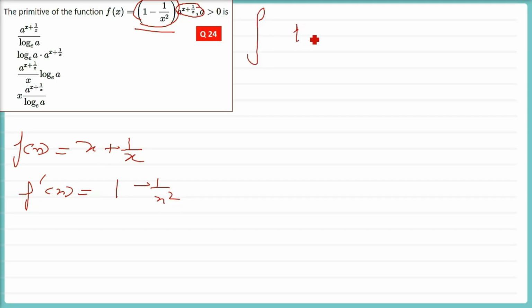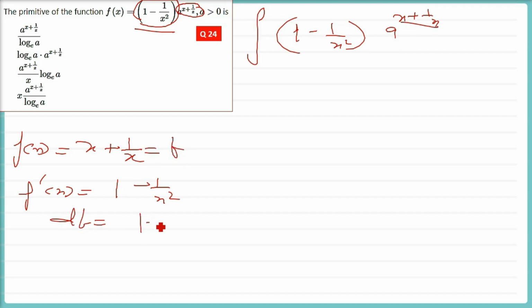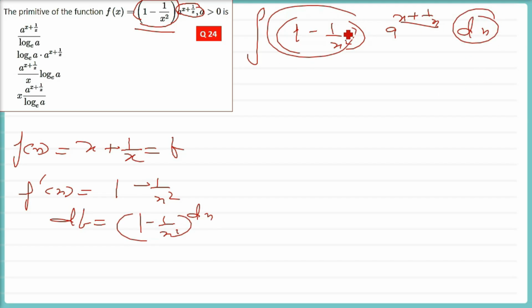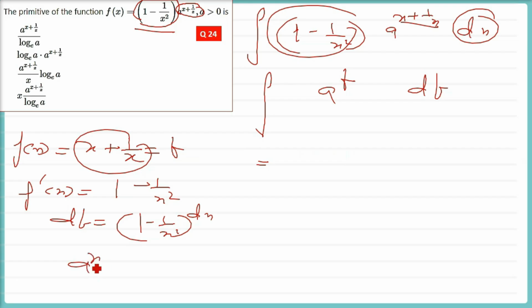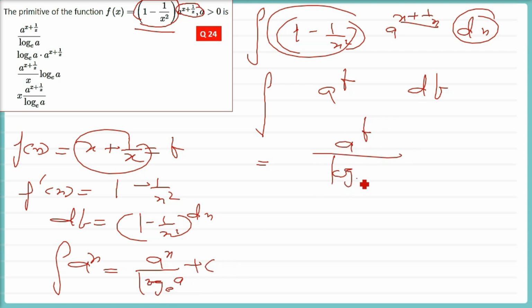So for the integration of (1 minus 1 by x square) a to the power (x plus 1 by x), and a is greater than 0, if we take x plus 1 by x as t, dt equals (1 minus 1 by x square) dx. So this (1 minus 1 by x square) dx can be simply written as dt. A raised power x plus 1 by x was just taken as t. So a raised t dt is what we have to integrate. The integration of a raised x is very simple: a raised x divided by log a, the base has to be e, plus a constant of integration. So a raised t divided by log e a plus constant of integration, e is the base.